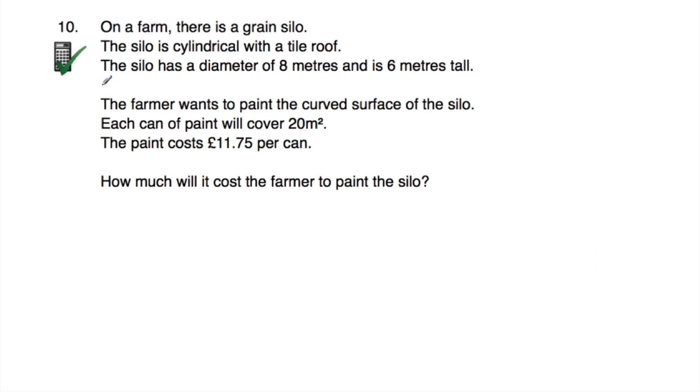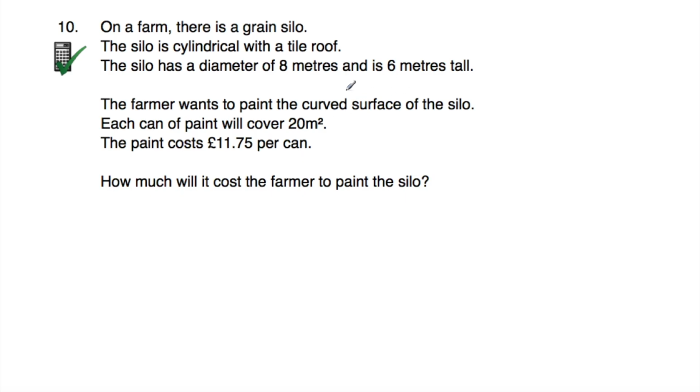Okay, let's have a look at our next question, question number 10. So question number 10 says, on a farm there's a grain silo. We're told the silo is cylindrical with a tile roof. The silo has a diameter of 8 meters and a height of 6 meters. And the farmer wants to paint the curved surface of the silo, and each can of paint will cover 20 square meters. And the paint costs £11.75 per can. And the question is, how much will it cost the farmer to paint the silo?